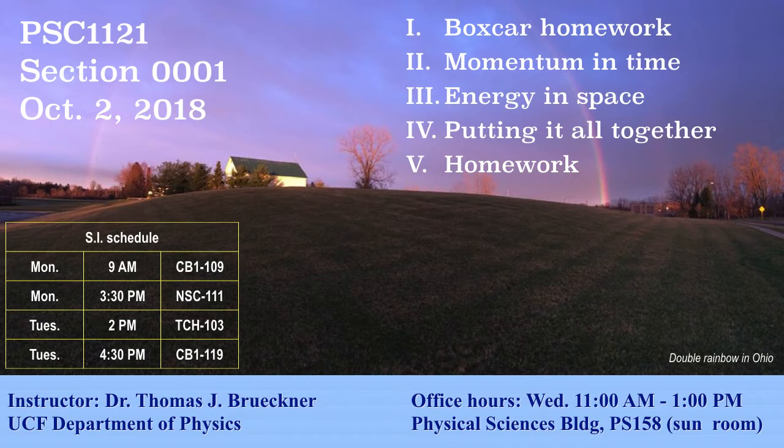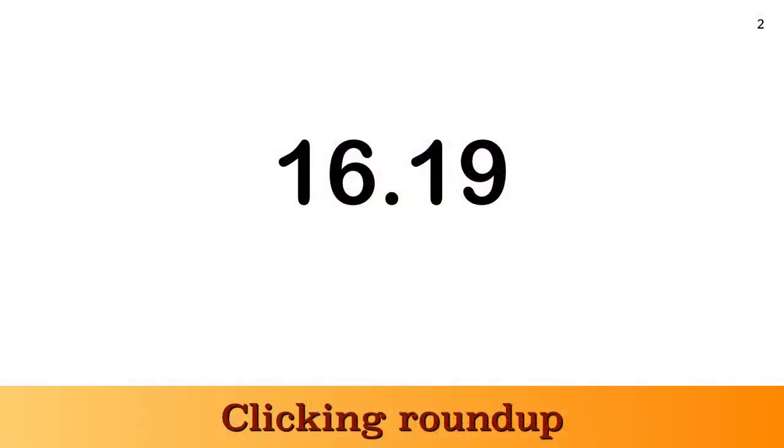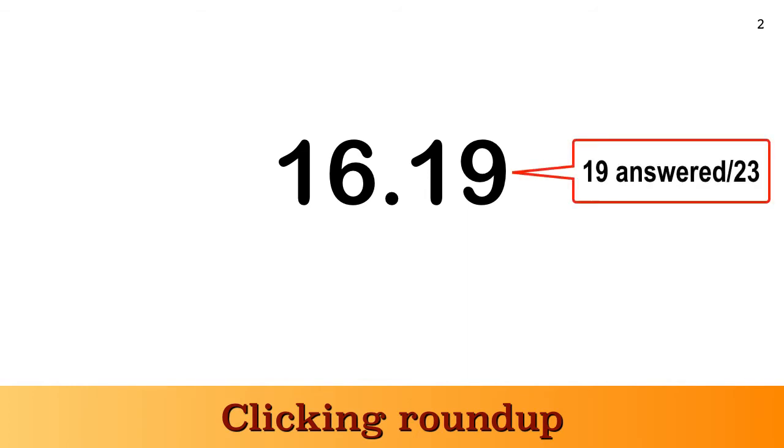I want to make an announcement again about the clicking roundup numbers. I posted over the weekend. Actually, I think I posted on Thursday or Friday. Everybody's got a number in their grades page. It looks something like this: something, something, point, something, something. Right now, a typical example is 16.19. This is your clicking roundup number, and it means that you've got 19 out of 23.